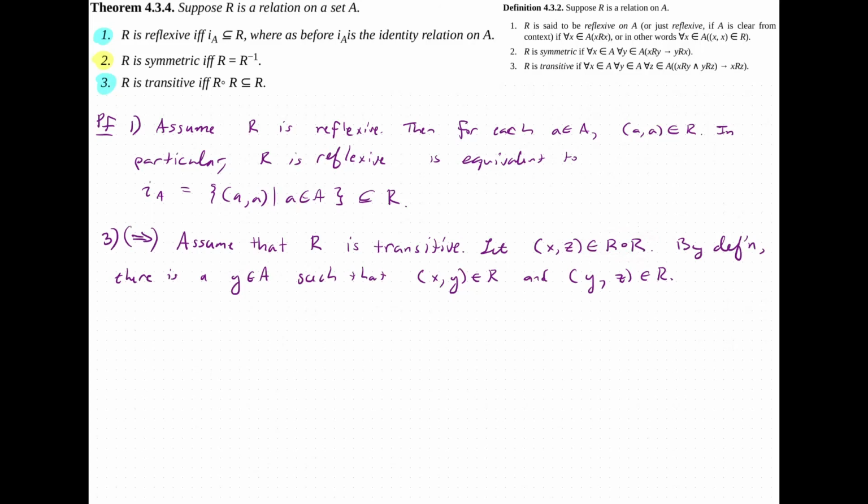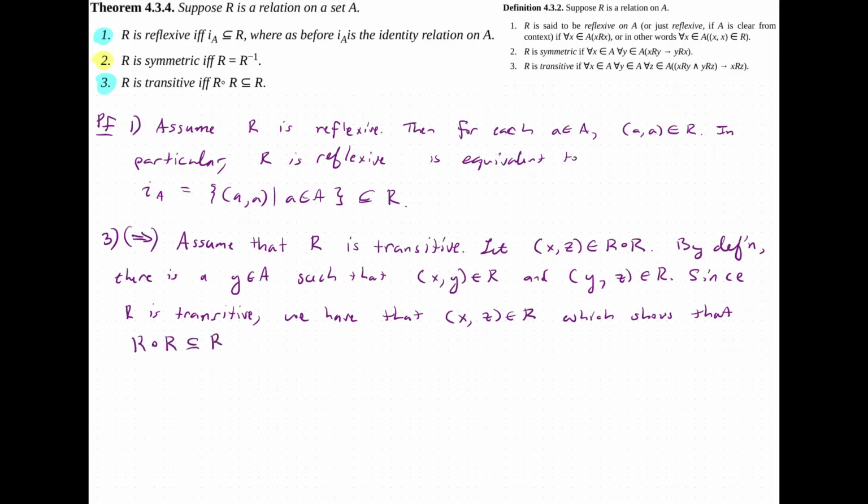And now we use the transitive property. Because for the transitive property, we have that for every x, y, and z in A, if x comma y is in R, and y comma z is in R, then x comma z is in R. And so since R is transitive, we have that x comma z is in R, which shows that the composition of R with itself is in fact a subset of R.